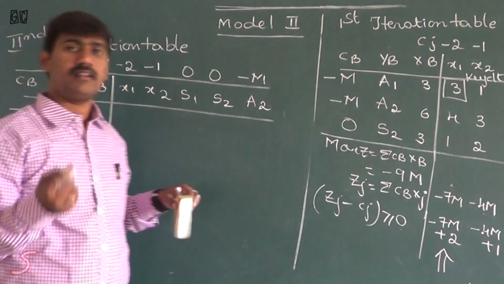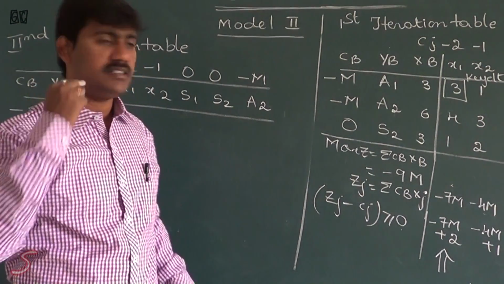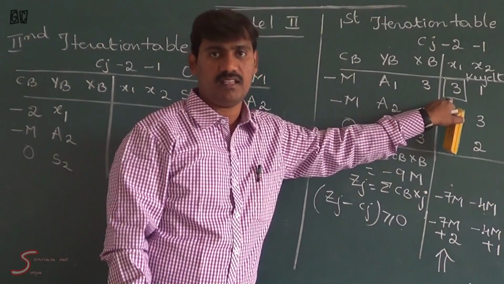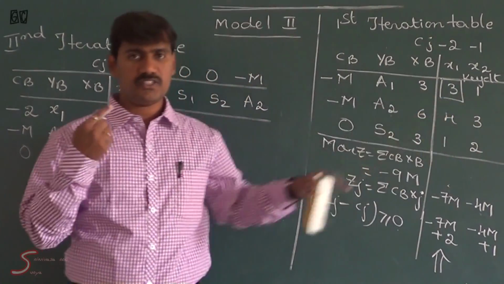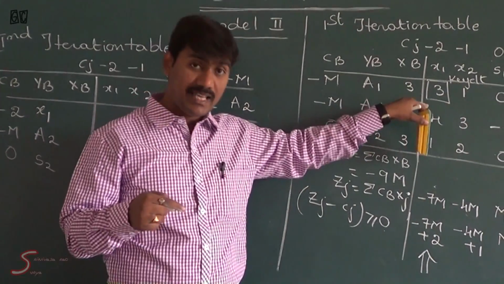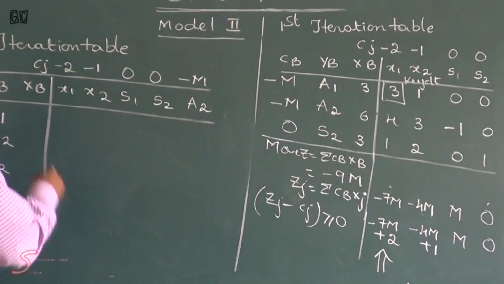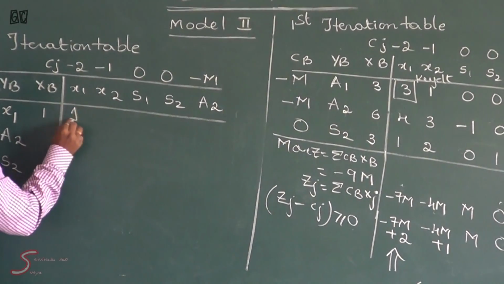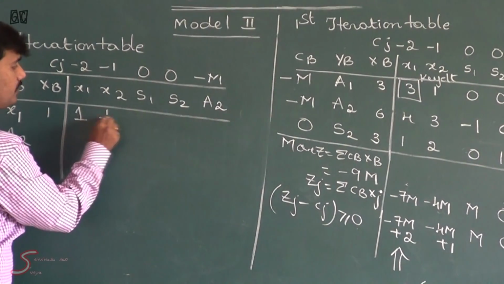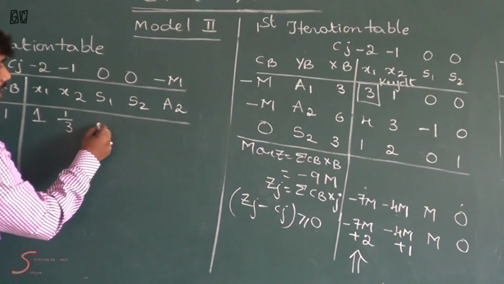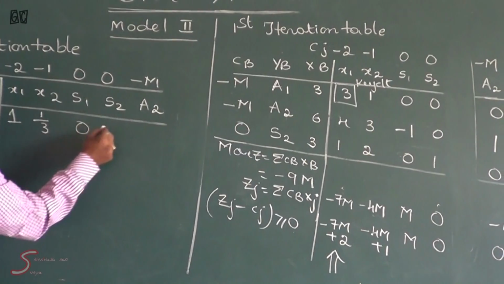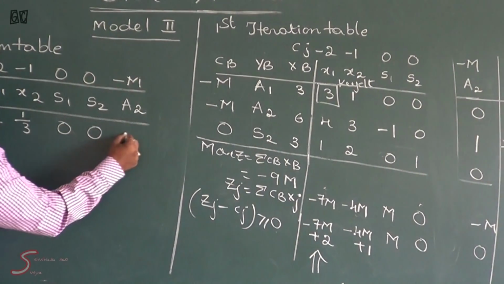Now we have to make the key element unity by dividing by itself. So we have the key element 3. We have to make this key element unity by dividing itself. So without loss of generality, I am dividing this entire row by 3. 3 by 3 is obviously 1. Again 3 by 3 is obviously 1. Again 1 by 3. 0 by anything is 0, again 0, and again 0.